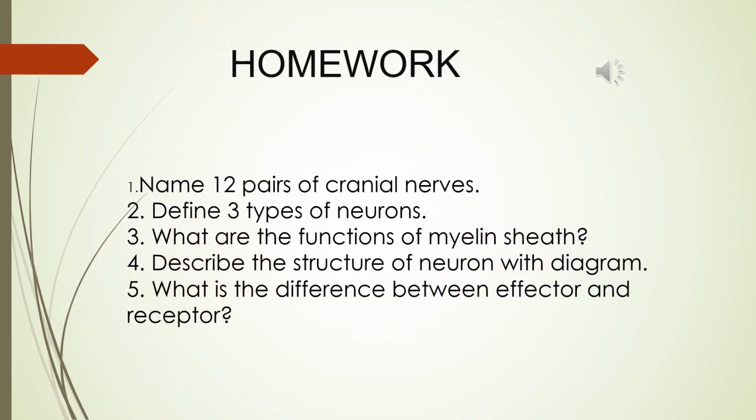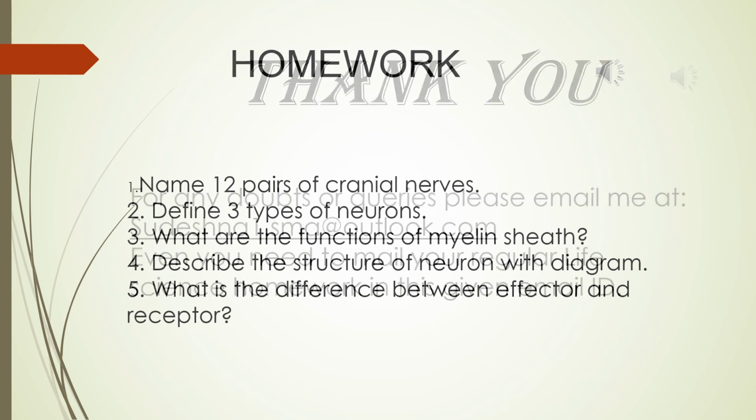Homework. 1. Name 12 pairs of cranial nerves. 2. Define 3 types of neurons. 3. What are the functions of myelin sheath? 4. Describe the structure of neuron with diagram. 5. What is the difference between effector and receptor? Write the difference column wise always.